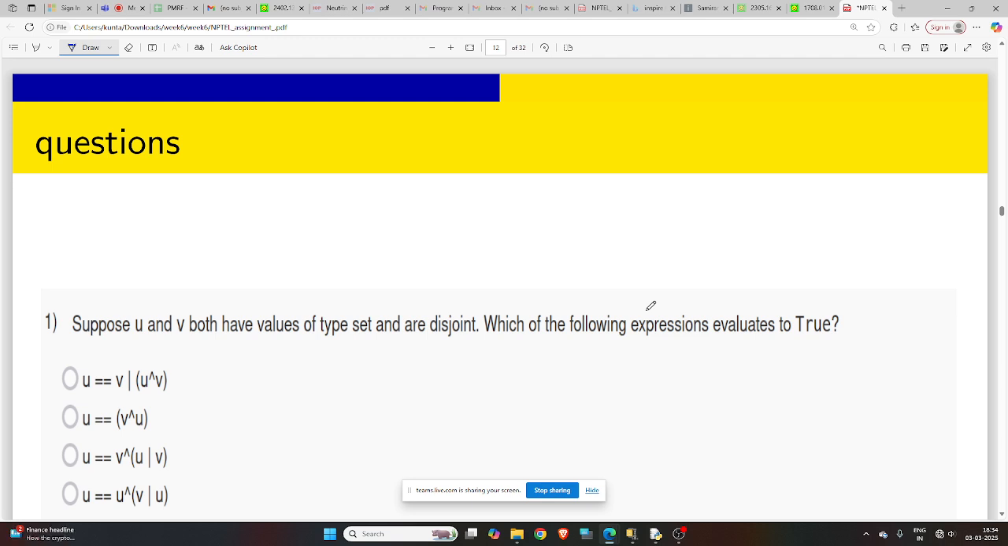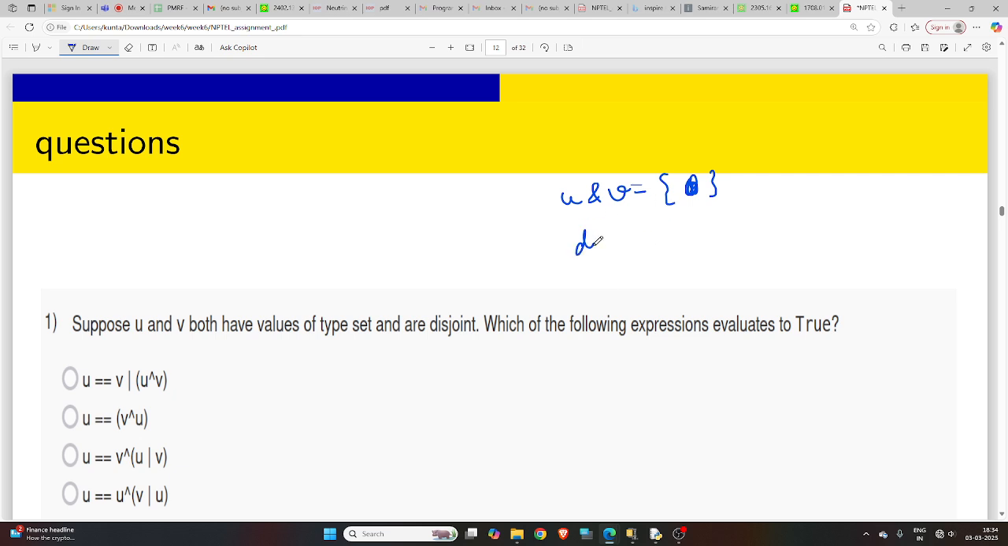But just before that, let us have a little look here, because we are here to solve the previous year questions first, and after that whatever will be the problem for the students, we will discuss. No problem on that. So suppose u and v both have values of type set and are disjoint. What does disjoint mean? Disjoint means there are no elements common to u and v. So if I write u intersection v, that should be a null set, not zero, without anything. Okay, this is a null set.